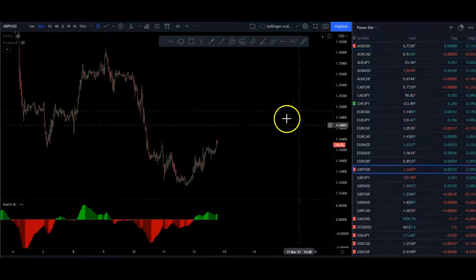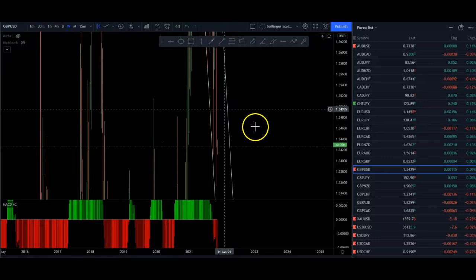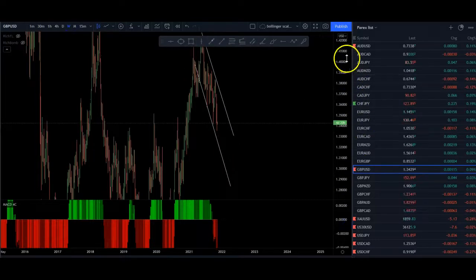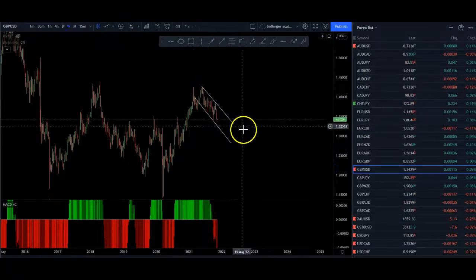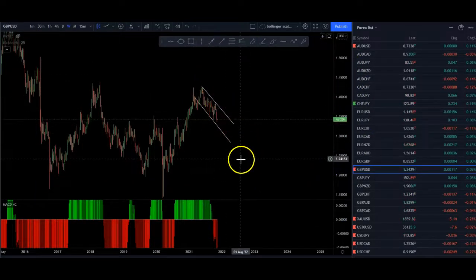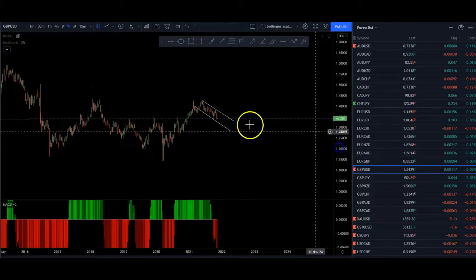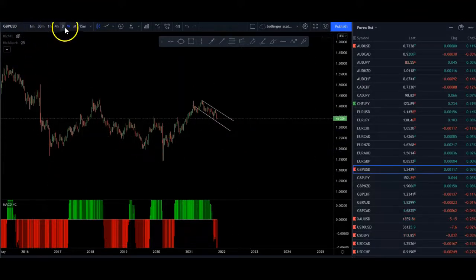Go to GBPUSD real quick, a little bit quicker. All right, so weekly, a clear down channel right there, the last price action of the market. Okay, let's look at that channel on the daily.